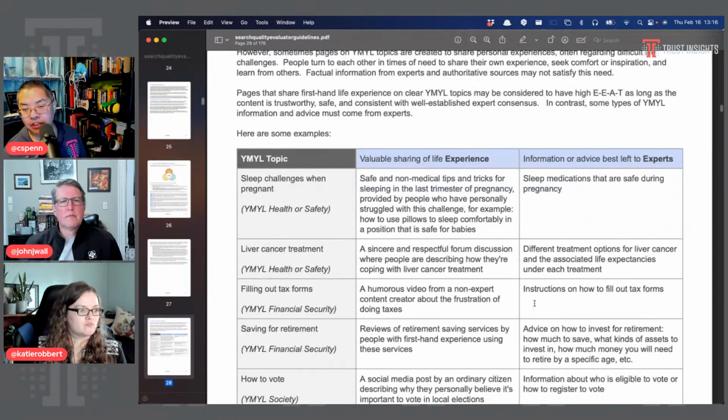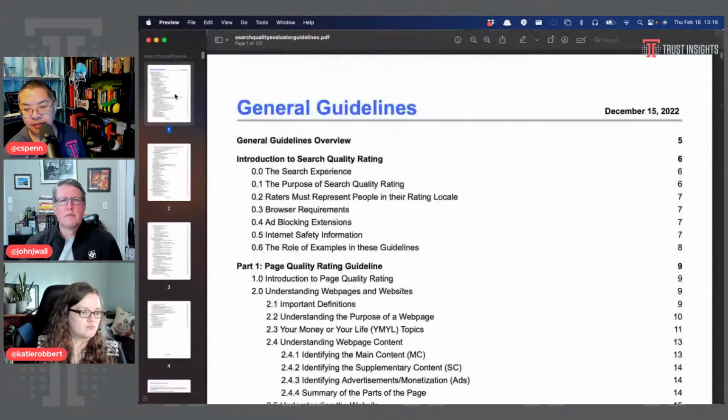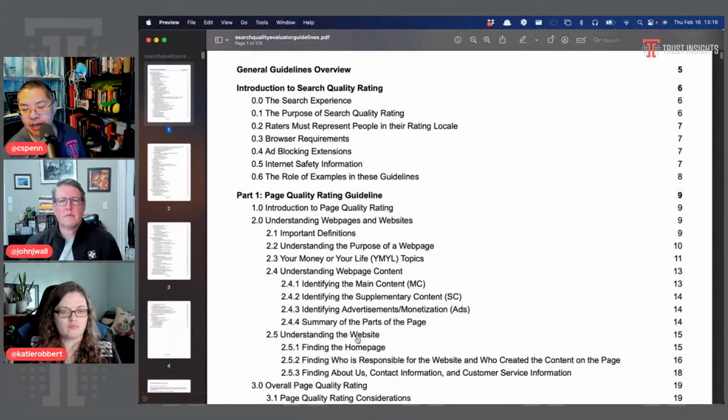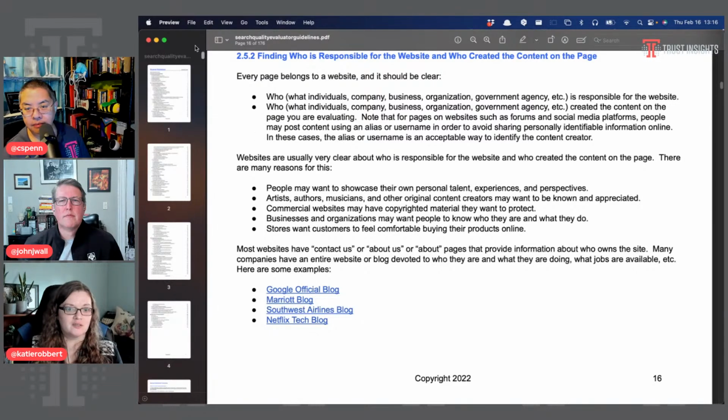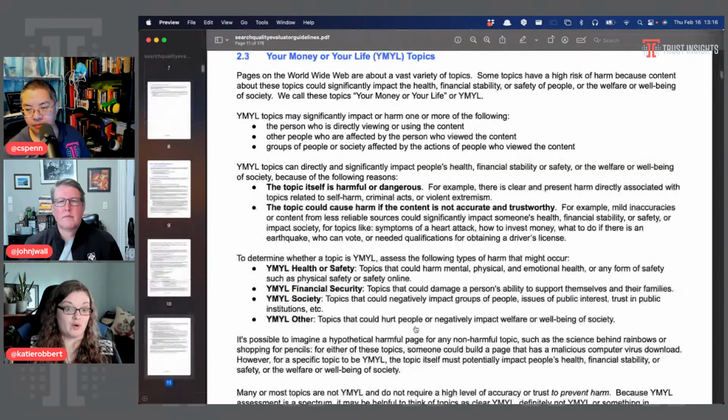The other thing that stands out, and this is part of the guidelines, is understanding the website. Google is very particular about making sure that there is adequate contact information available on a website. And again, the bar is higher. If your site is classified as a your money or your life site, you have to have more contact information than, say, my personal blog. And I'm guessing that in here, let's see, they define the your money or your life. So, for example, Trust Insights, probably not a your money or your life kind of website.